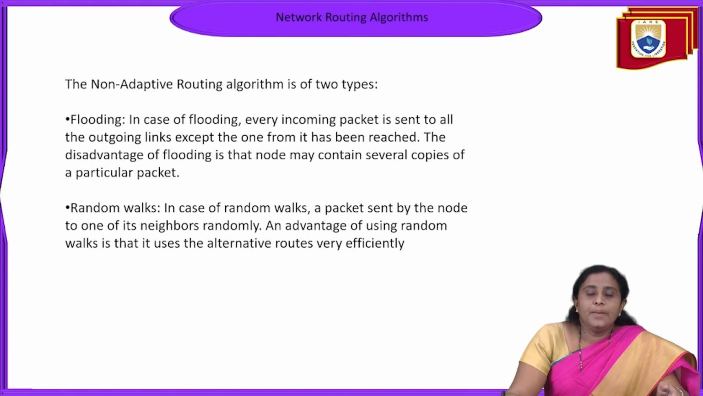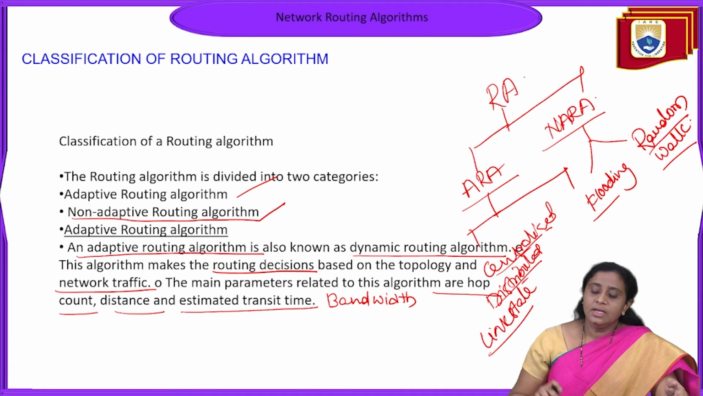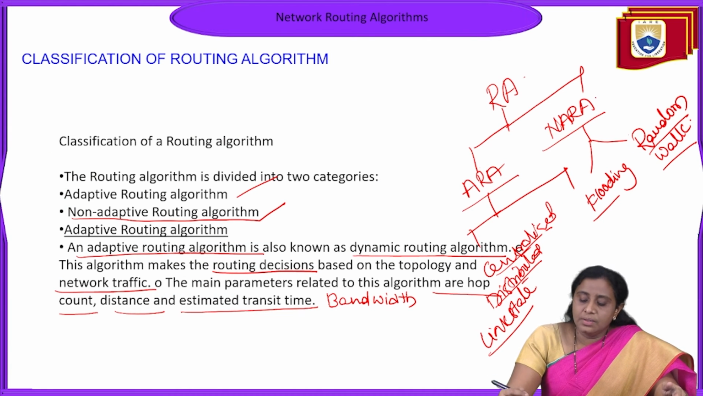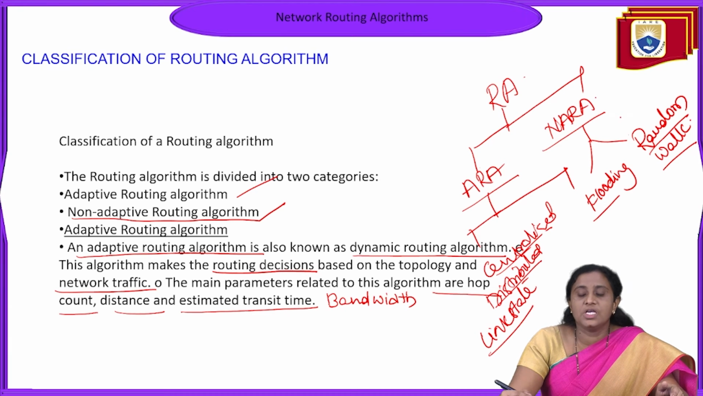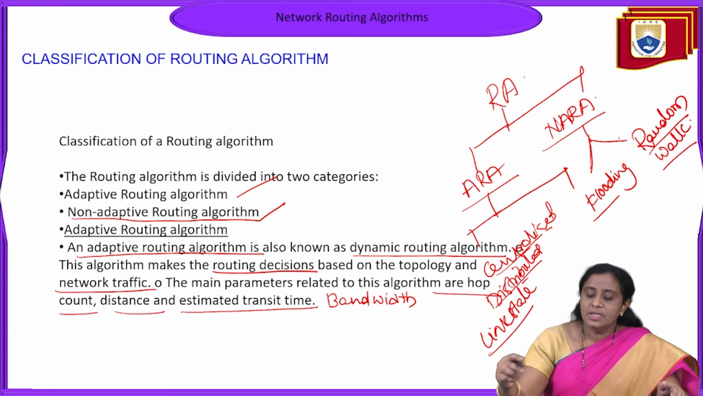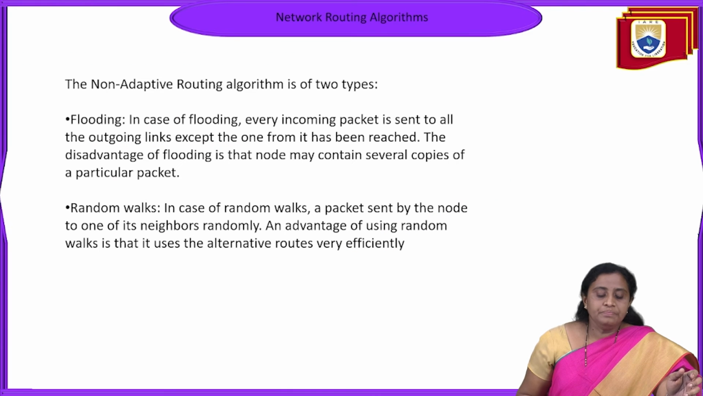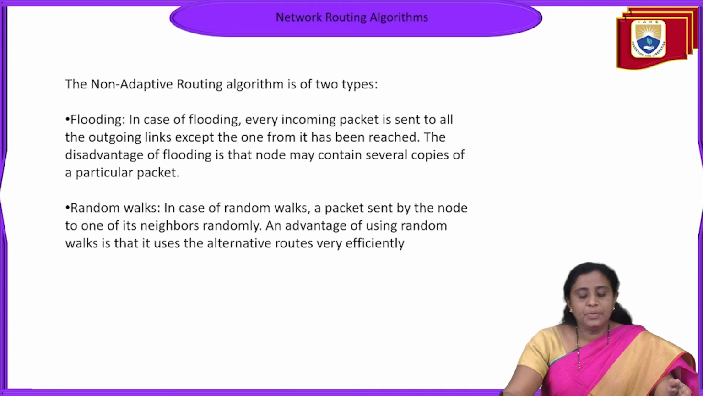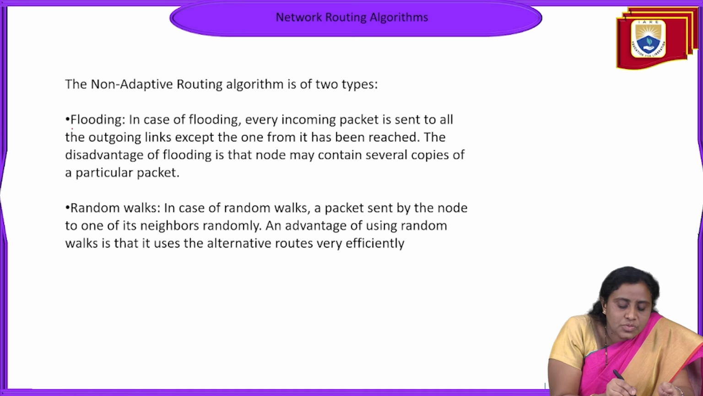Again, the non-adaptive routing algorithm is of two types. I have already classified this before starting the explanation of the classification of routing algorithms. The non-adaptive routing algorithm is classified into two types. The first one is flooding, the second one is random walks. The first one is flooding.